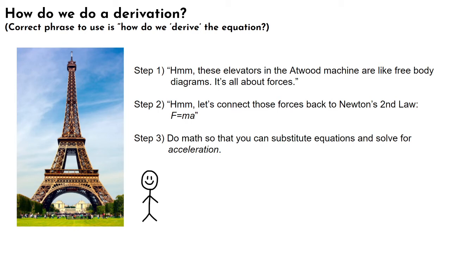All right, so what are we doing specifically for this situation? Step 1, we are saying, these elevators in the Atwood machine are like free body diagrams. It's all about the forces. And then step 2, well, we know Newton's second law, the net force is equal to mass times acceleration. So what we can do is apply step 2 to our masses, to our elevator cars, right? And then we end up doing math so that we can substitute equations and solve for acceleration.